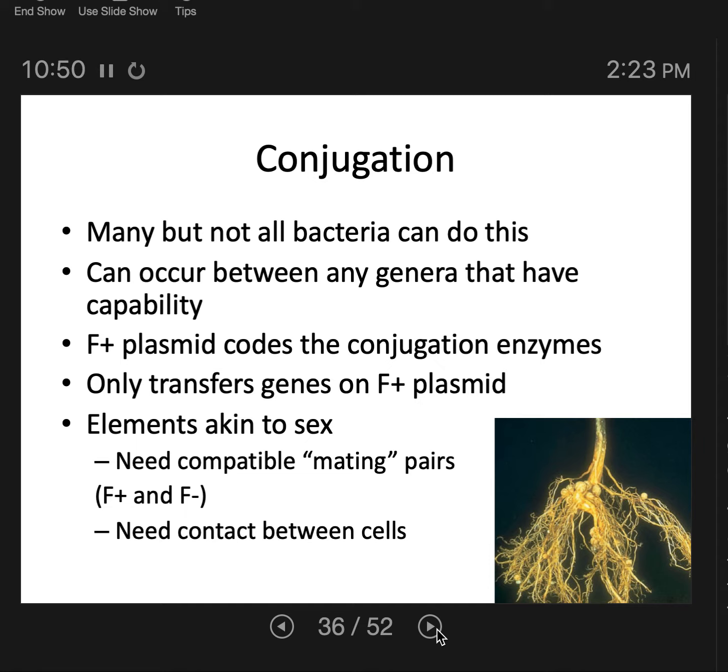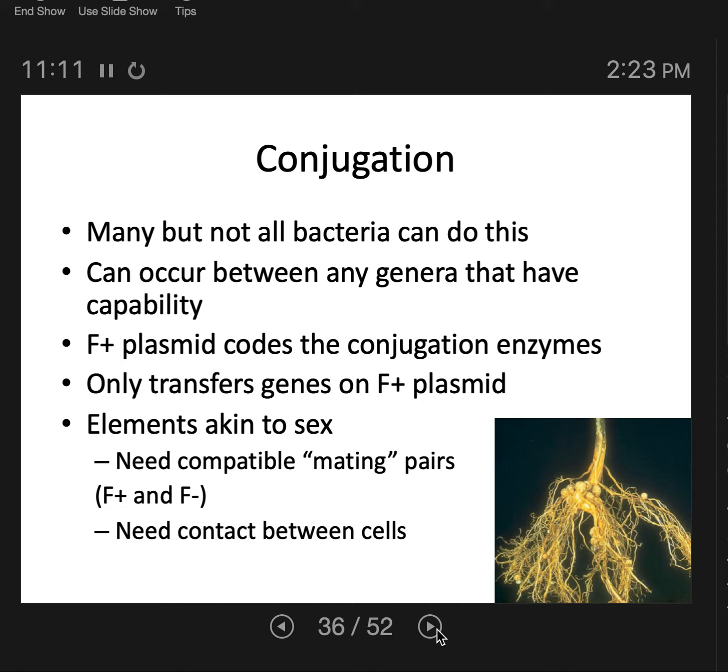All right, conjugation. Many bacteria can do this, but not all bacteria can do this. Again, some bacteria can do transformation, not all. Some bacteria can perform conjugation, but not all. Now, this can occur between any genera of bacteria that have the capability. It does not have to be the same species.